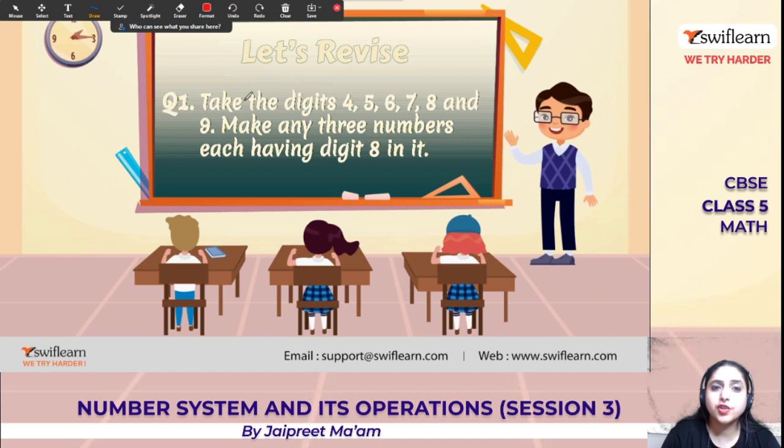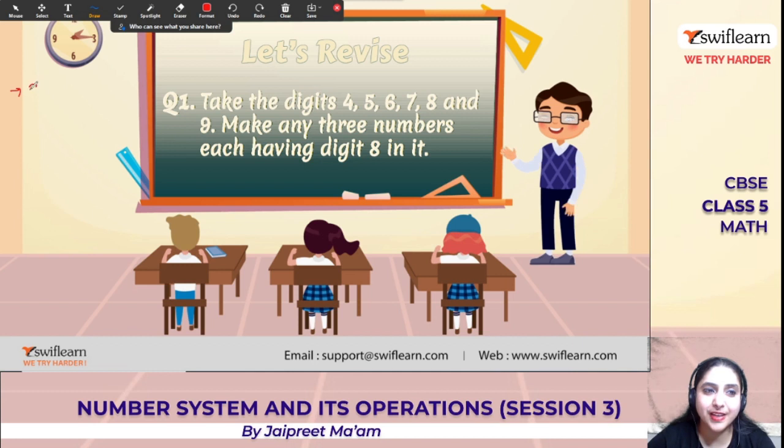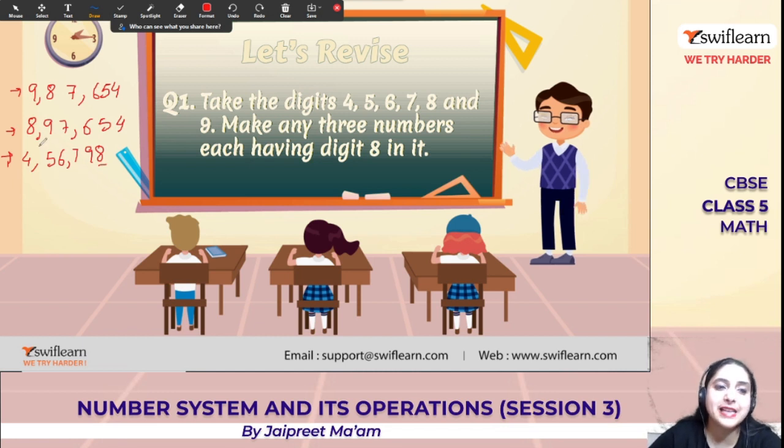Our first question is: take the digits 4, 5, 6, 7, 8 and 9 and make any 3 numbers, each having the digit 8 in it. Let's start with the greatest number. It's your choice, you can form any number. It's not given that you have to make the greatest or smallest number. So let's write 8 in the beginning, and let's write the last one, the smallest one, like this: 9, 8. So every number has 8 in it.